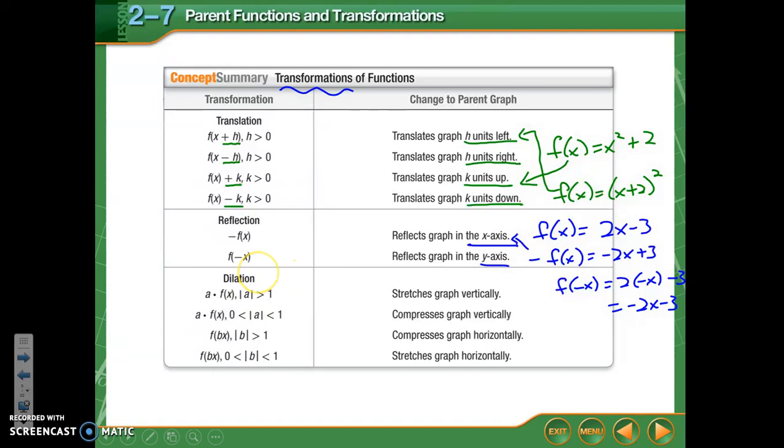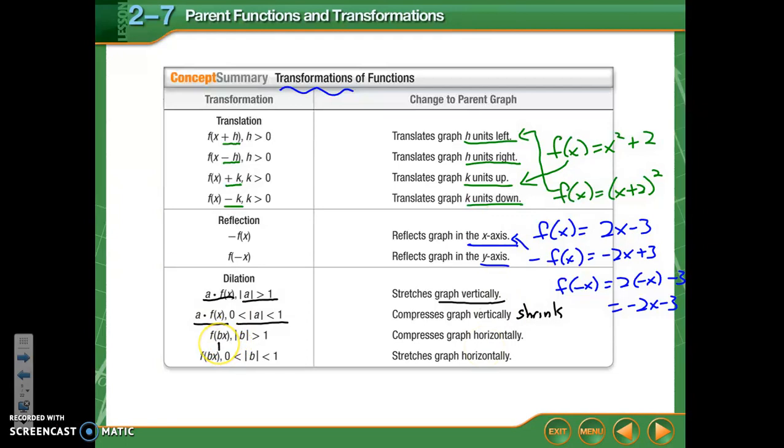Lastly, we have dilations. Dilations are like stretches, either vertically or horizontally. So if I have a number multiplied by my function and the absolute value of that number is greater than 1, so we're talking like 2 or -2, 3 or -3, it stretches it vertically, so it's going to stretch it up and down. If the absolute value of the number I multiply by my function is a fraction between 0 and 1, then it's going to compress, or sometimes we say shrink, the graph vertically. It's going to squish it down.